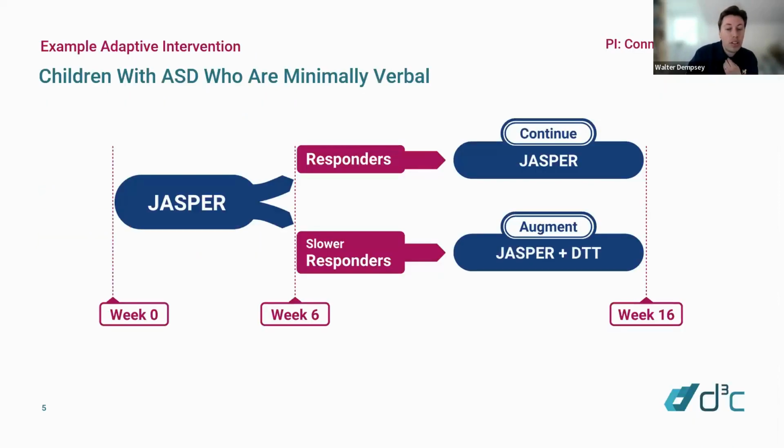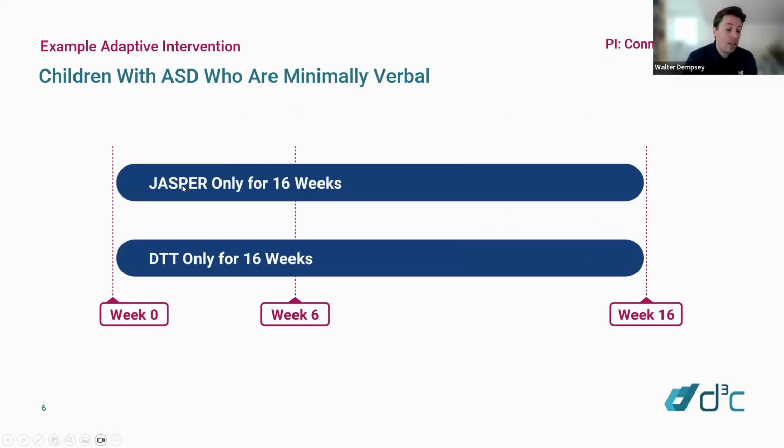And so this is just a different AI I could build. I could have just started with JASPER, and for slower responders, augmented with DTT. And another thing I could have done, I could have just done JASPER only for 16 weeks or DTT only for 16 weeks. And we're going to pretend we're in a scenario where I just don't know which of these AIs, or even these simpler intervention options, was the better approach. So I have questions I want to answer. And so I want to build an experiment to answer those types of scientific questions.